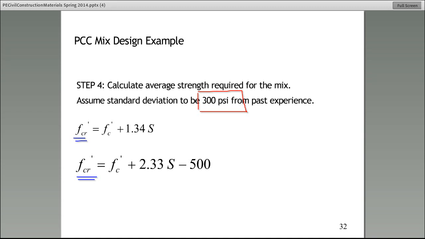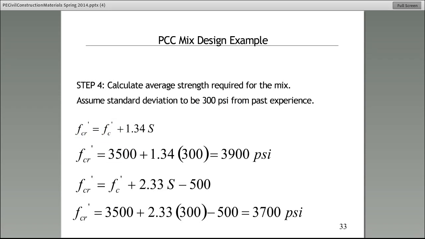All right, so let's calculate this. So what do we use for F prime C? In this particular case, Elizabeth or Joe, what would they use? Well, this problem said 3,500 psi. All right, so let's substitute 3,500 psi for F prime C, 300 for S. The first equation gives us 3,900 psi. Substitute in the second equation, we get 3,700 psi.